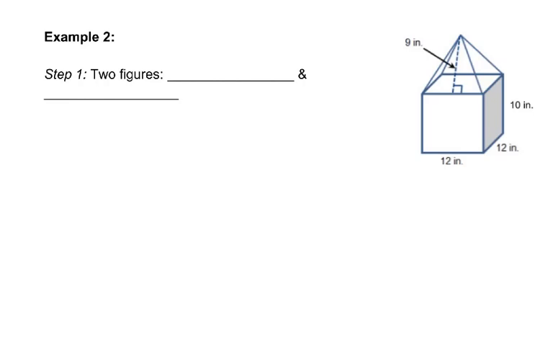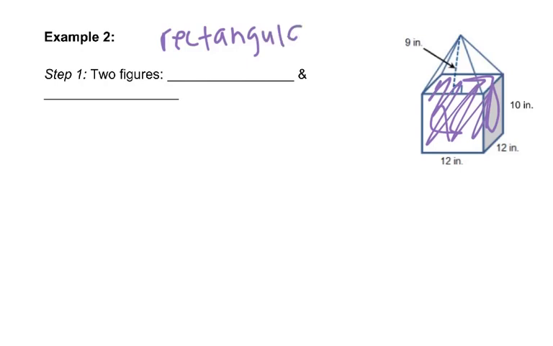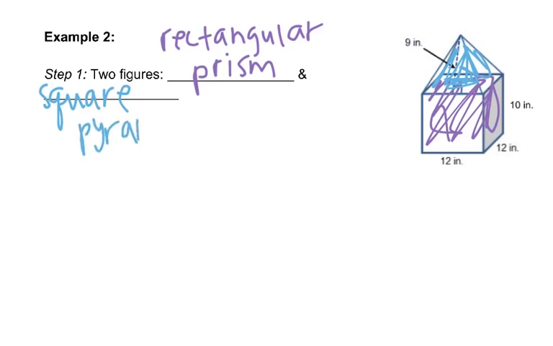Okay, example 2 of finding composite surface area. Again, the first step is we want to figure out what two 3D figures we're dealing with. The first one we see here is this rectangular prism that's on the bottom. And sitting on top of the rectangular prism is a square pyramid. Because the base of the pyramid is a square.